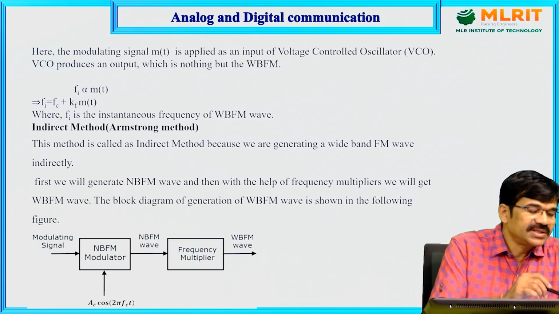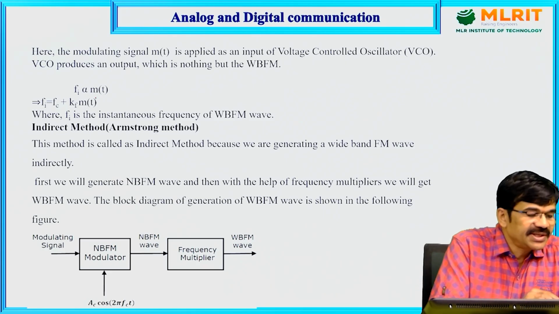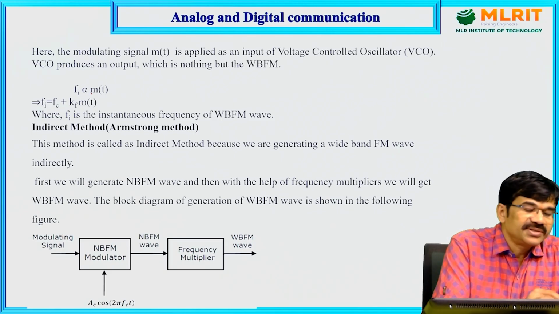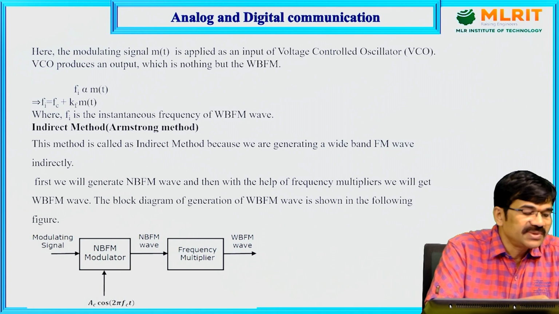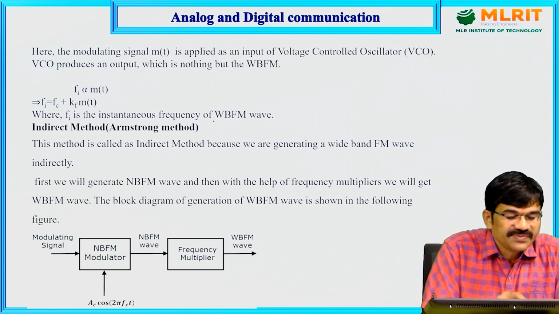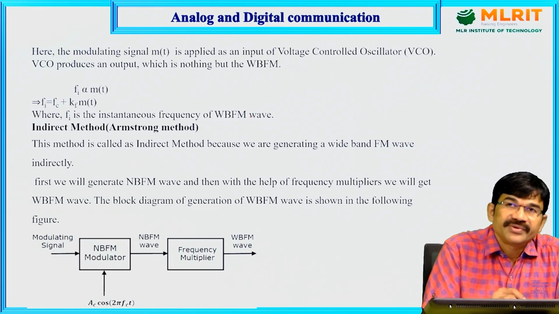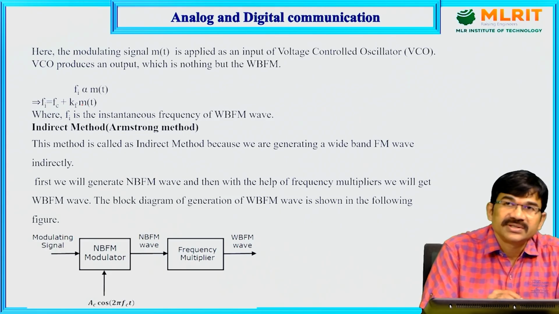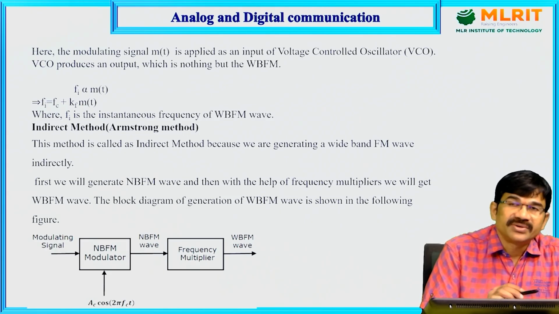Next, mathematically we are representing that Fi is directly proportional to m(t). Mod Fi, the instantaneous frequency, is directly proportional to the amplitude of the modulating signal. So Fi is Fc plus Kf m(t), where Fi is the instantaneous frequency of the wideband FM wave. So this is the direct definition, which indirectly reflects the definition of frequency modulation.